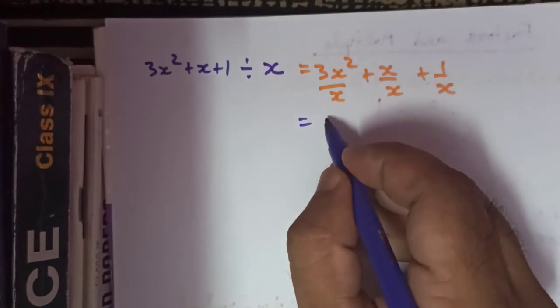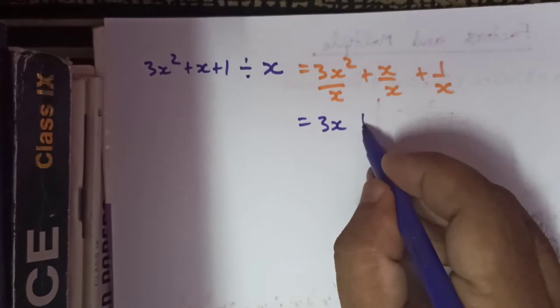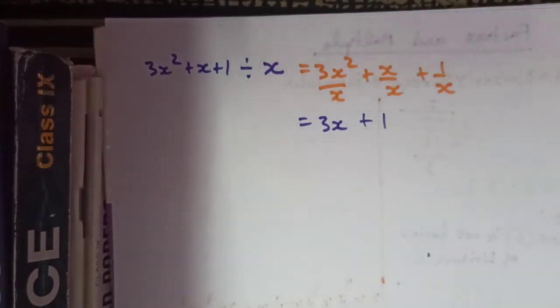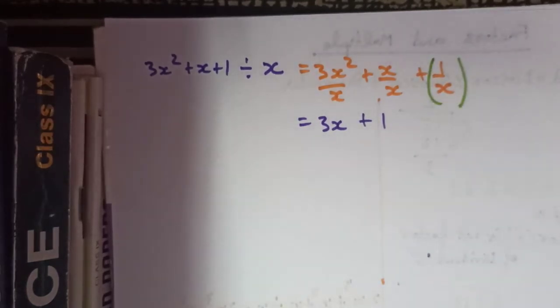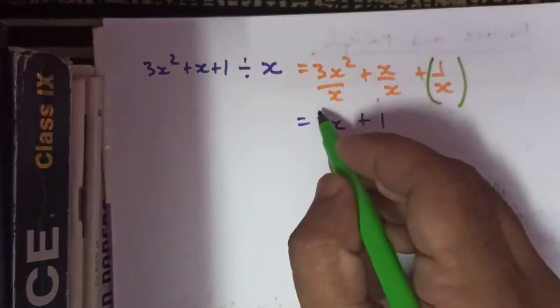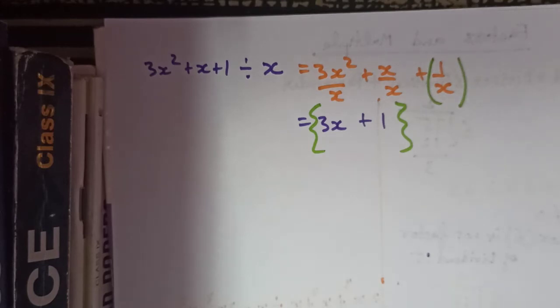3x square upon x, we get what? 3x. x upon x can be divided, that is 1. But this term 1 upon x cannot be divided. So 1 cannot be divided, so we will say that 1 is the remainder. The term which cannot be divided will be the remainder.